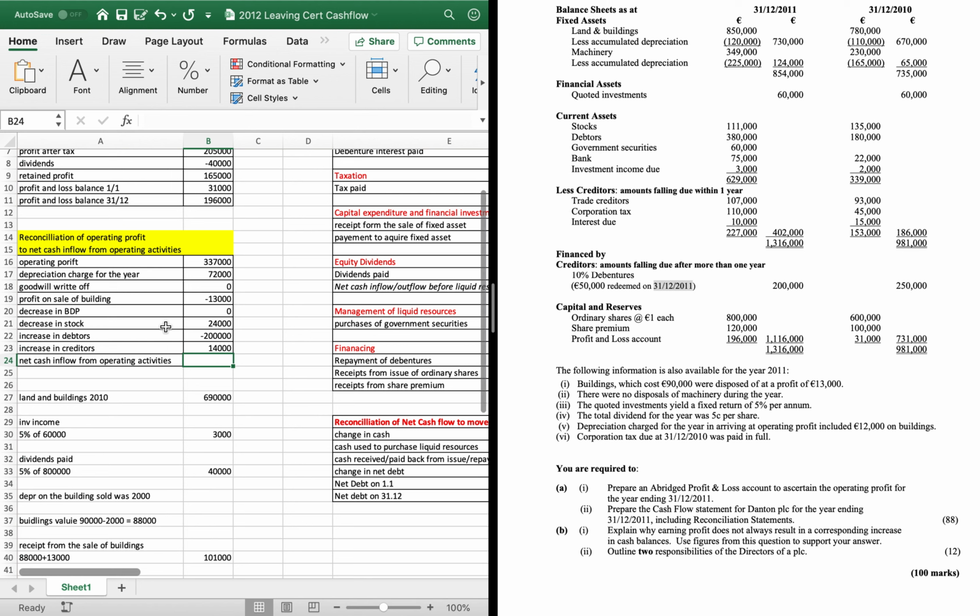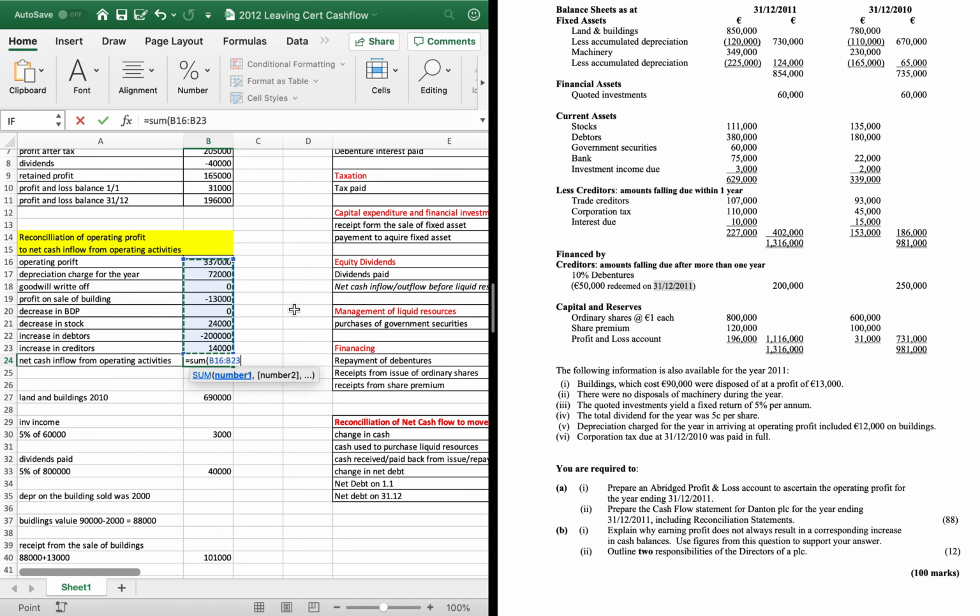The only one, once you know stock, the other one should just fall in. So a decrease in stock, it should make sense that if stock goes down, then cash goes up. That means debtors have to follow the same rules. They're both assets, so they have to follow the same rules. Trade creditors are a liability, so it has to be the opposite to the asset rules. So an increase in creditors is an increase in cash.